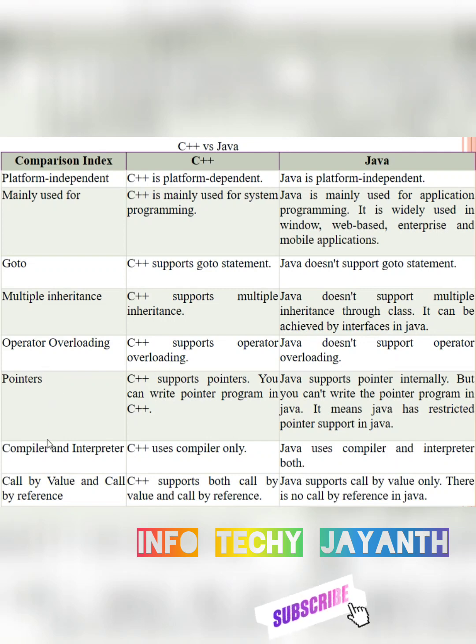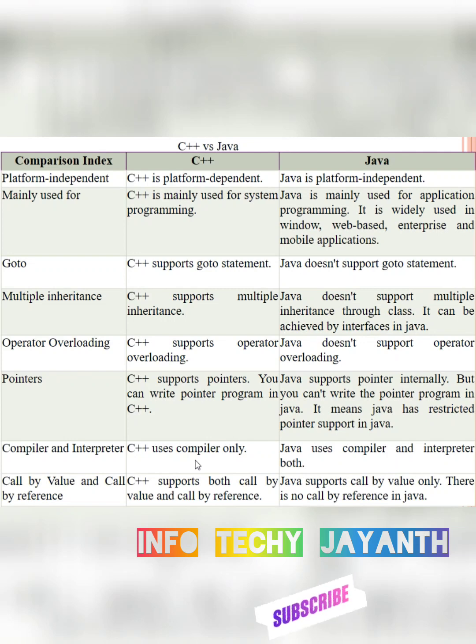And then pointers. We all know that for security reasons Java does not support pointers; pointer support is restricted in Java, but in C++ pointers are there. Because of this, C++ security is reduced. The next one is compiler and interpreter. I already mentioned that C++ has only a compiler, which is the reason it's platform dependent. But Java has not only the compiler, but also an interpreter.